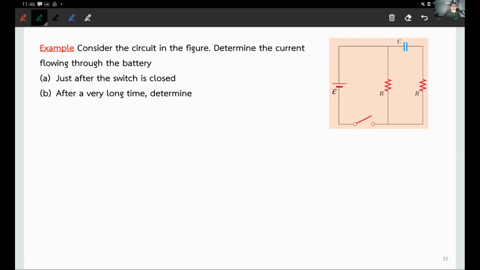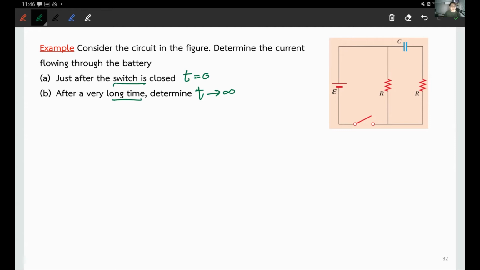Consider the circuit in the figure, and they ask you this. I think this is pretty much what I'm going to put in either previous kinds of questions or maybe this one in the final exam. You have a circuit here. They ask, what is the current through the battery just after the switch is closed? You can think of this as time 0. We just throw down the switch. Or the second question, when the time is very long, so after the switch has been closed for a long time.